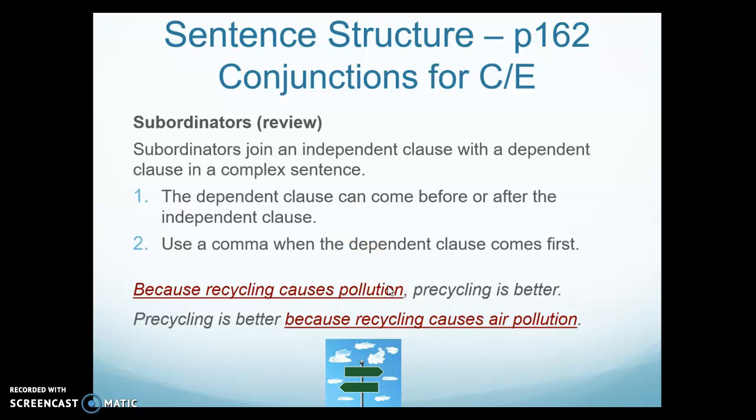See here, because recycling causes pollution, pre-cycling is better. See the comma right here, folks. Pre-cycling is better because recycling causes air pollution. Because recycling causes air pollution, the dependent clause is second. We don't need a comma here, so leave it out.